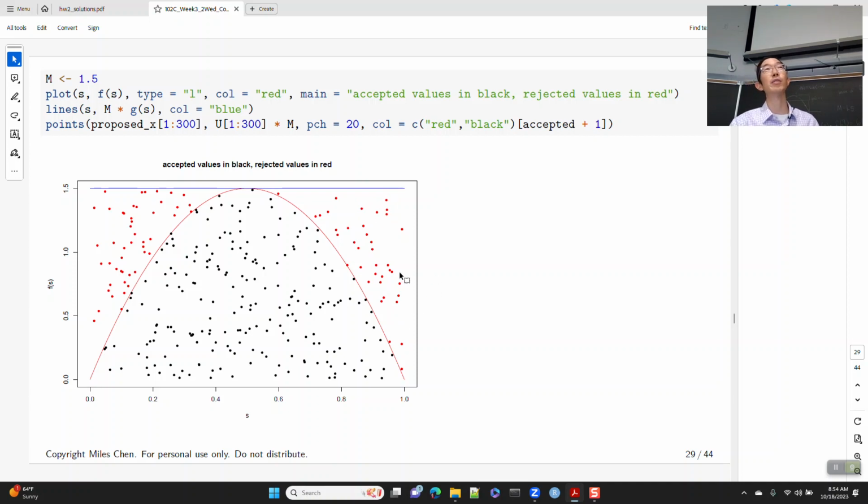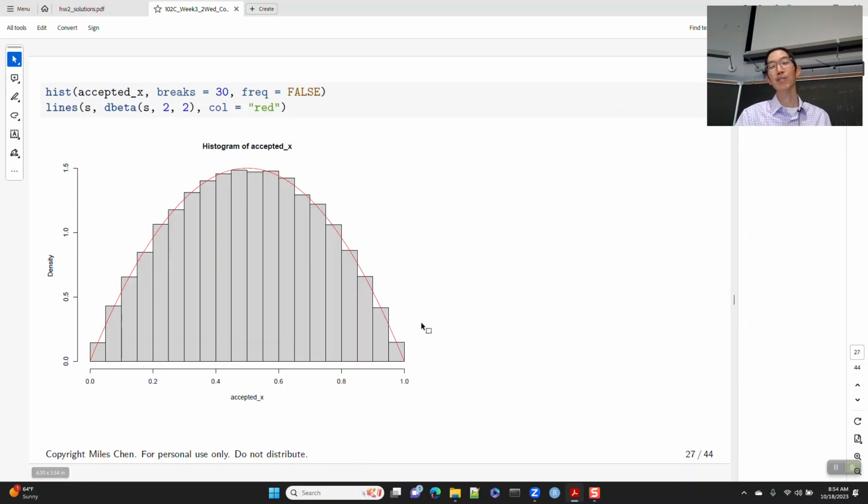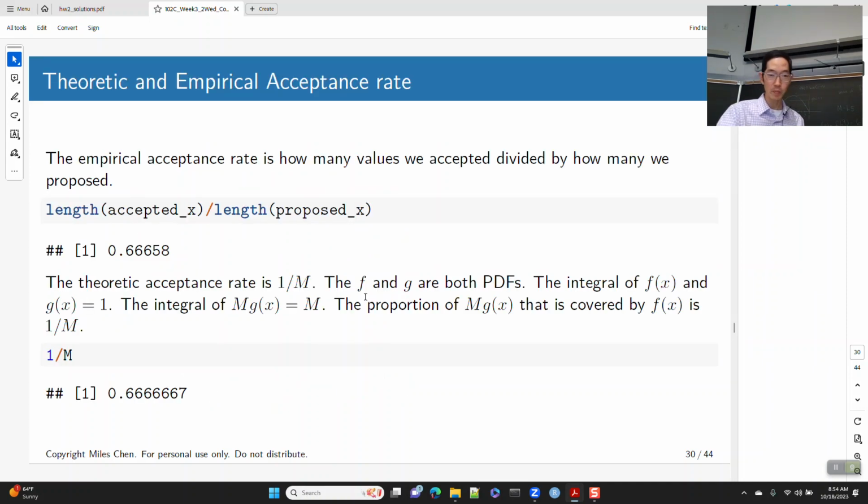This is kind of like throwing random darts at the wall, and then only accepting those that fall underneath this curve. By doing that, you keep values that look like this. This is just a subset of, say, 300 values, and I did like 100,000 of them. So what proportion did I end up keeping? Theoretically, the proportion you end up keeping is 1 divided by m.